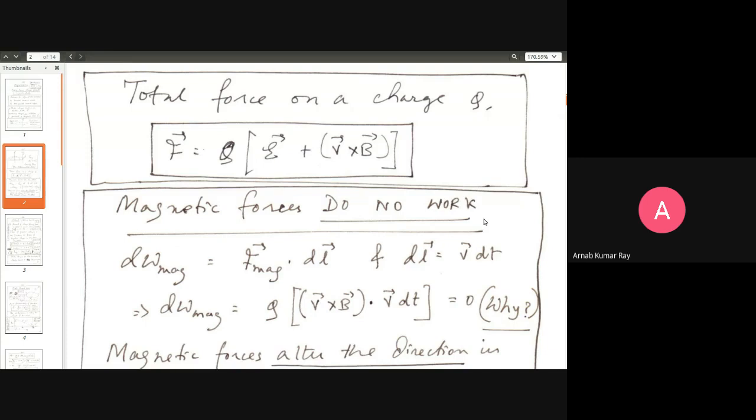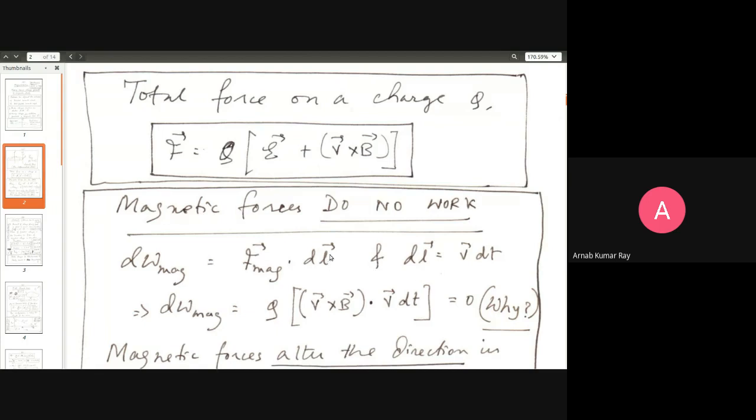Okay, let us try to see what is the usual definition of work. Work is defined as force times displacement. I mean force dot displacement, it's a dot product. And so if displacement and force are perpendicular to each other, then there will be no work. Okay, that much is to be understood.